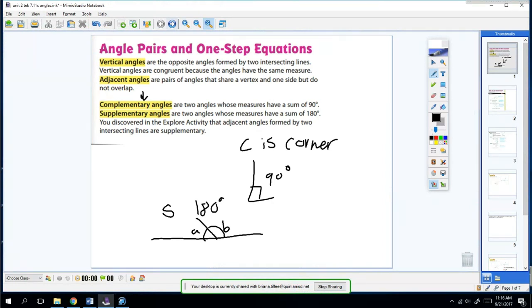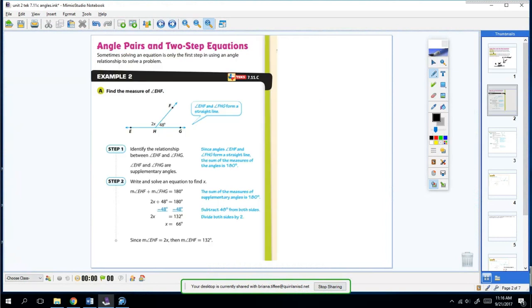All right, let's go into our first example. Our first example is we need to find the measure of EHF. So angle EHF and angle FHG are supplementary. That means if I take both angles, 2x plus 48, they have to equal 180 degrees. Well, look at that. That's just a two-step equation. So luckily, we know how to solve these.